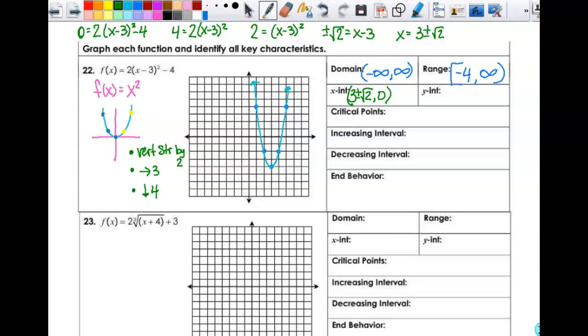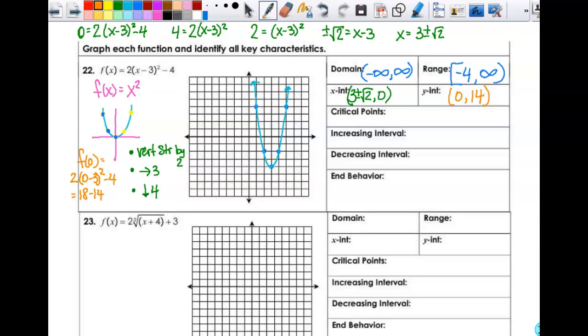All right, so then I also need my y-intercept. Y-intercept is when x is 0, so I need f of 0. So that's going to give me 2 times x, I'm sorry, no, not x, 0. 0 minus 3 squared minus 4. Well, 0 minus 3 is a negative 3 squared is 9. 2 times 9 is 18, so I have 18 minus 4, which means my y-intercept is 0, 14.